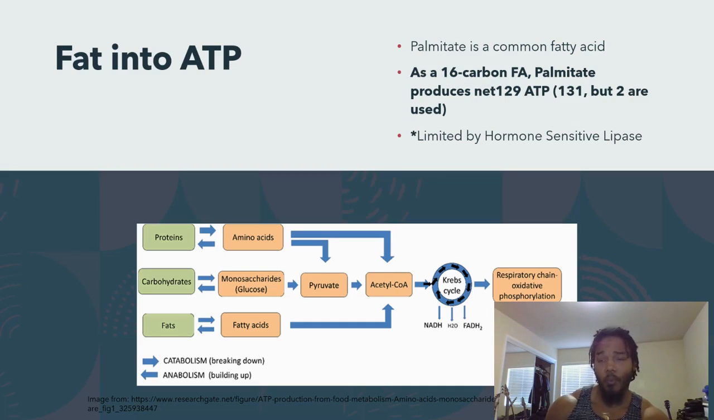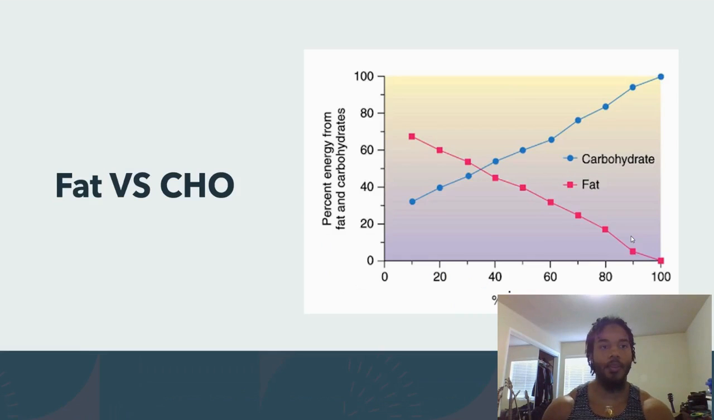But there's a reason why you can't just use fat and never use carbohydrates. So we'll get into that in the next slide. Cool. So in order to compare which substrate or which macromolecule would be best at what time, we have to start to look at why we would use them at specific intensities.